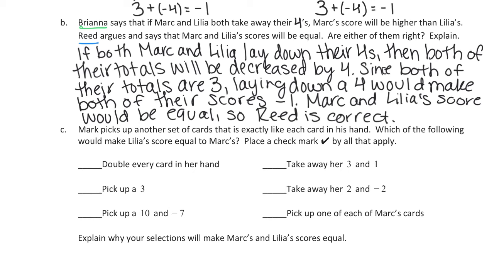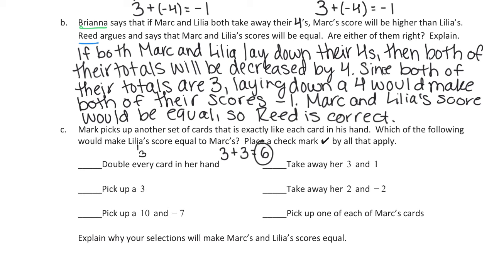Let's move on to C. Mark picks up another set of cards that is exactly like each card in his hand. Which of the following would make Lilia's score equal to Mark's? Place a check mark by all that apply. So Mark's score originally starts at 3, but because he picks up another set of cards that is exactly like his hand, we know that he's adding another score of 3, and 3 plus 3 is 6. So now we need to see how we're going to get Lilia's score, which is currently 3, to equal Mark's score, that is 6. So let's look at the first scenario.